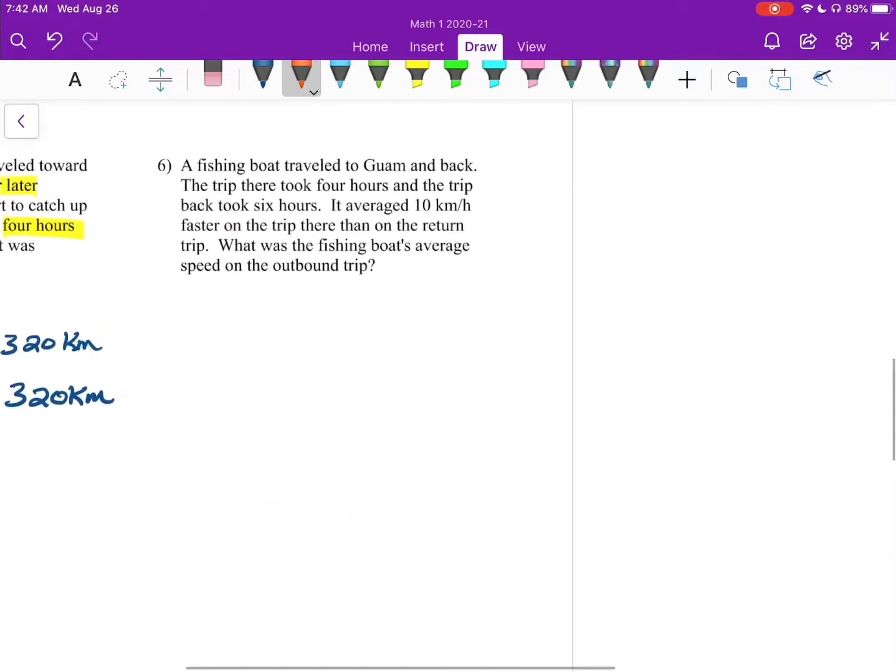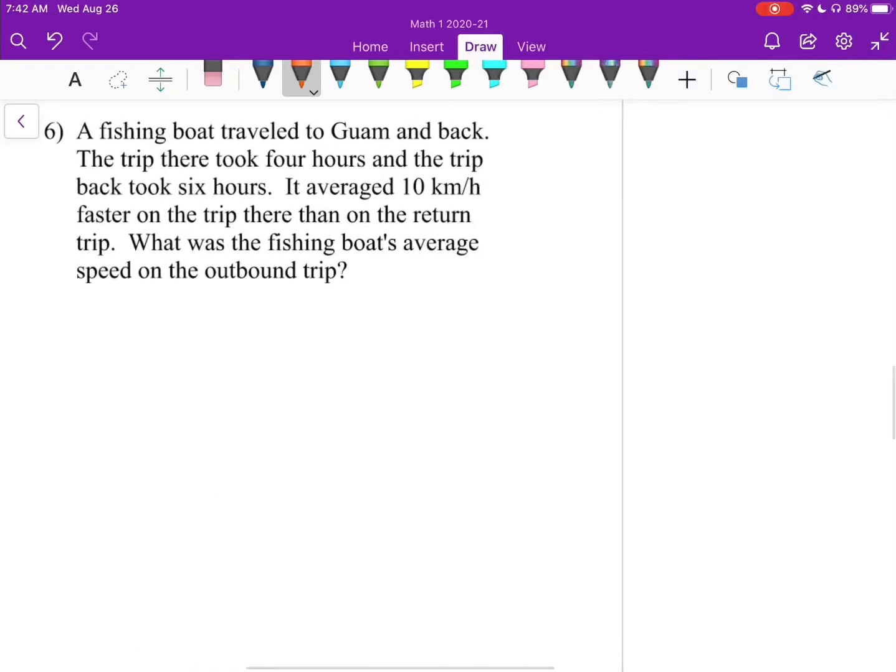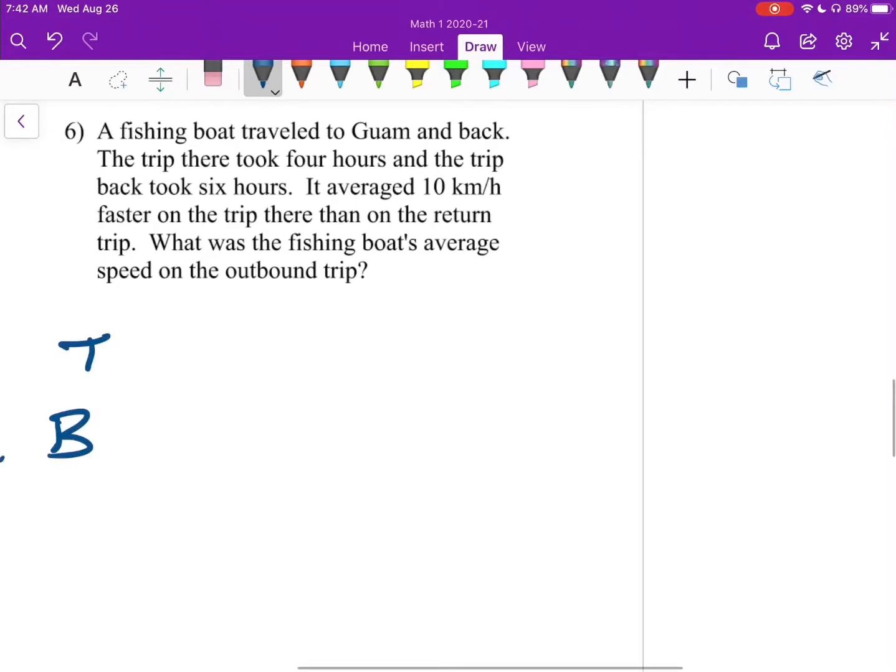Okay, number 6. A fishing boat traveled to Guam and back. The trip there took 4 hours. So the trip there, we'll say there and back there. The trip there took 4 hours, and the trip back took 6 hours. It averaged 10 kilometers per hour faster on the trip there than on return. So that's a little bit different.